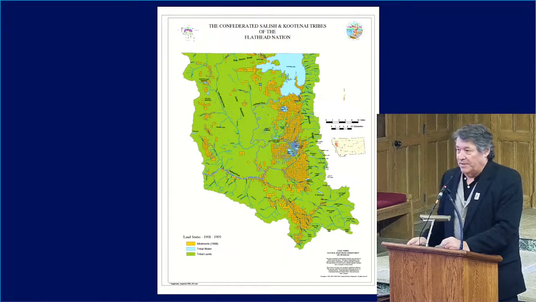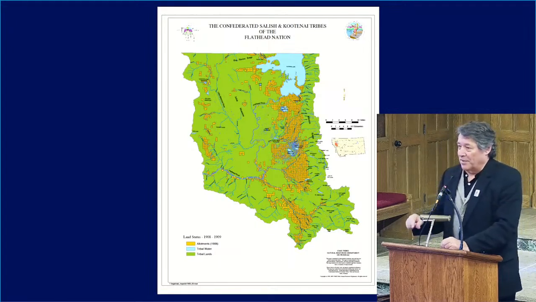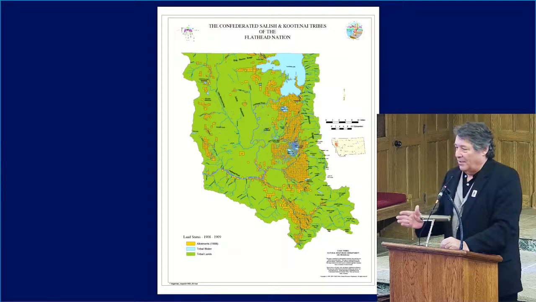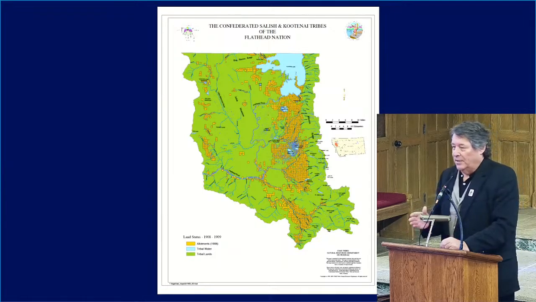This was one of those places where they had a friendly agent at the time who allowed them to select where they wanted their allotments. Some reservations were just assigned, and oftentimes assigned some of the poorer lands on the reservation.